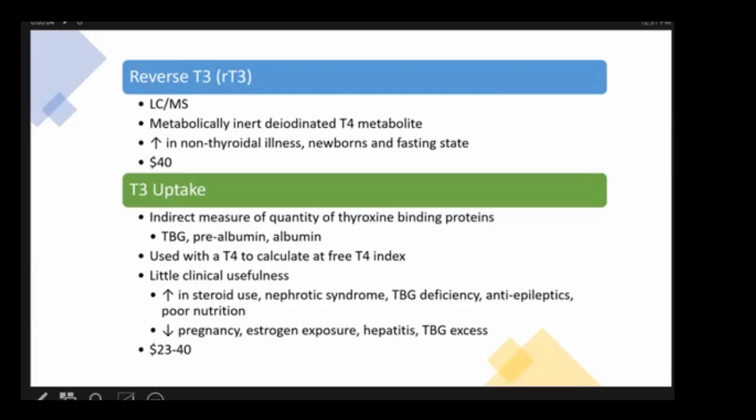Other thyroid labs that aren't measuring so much thyroid function but can give us good information are thyroglobulin. This is an indicator of the presence of the thyroid tissue. So remember, this is made by the follicular cell itself.